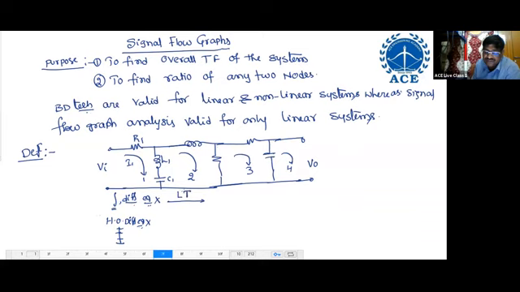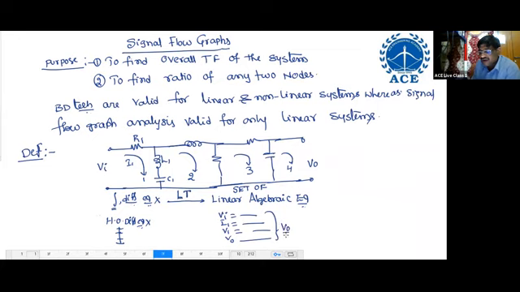integral differential equations. You apply Laplace transform. What is the advantage of Laplace transform? The integral differential equations are converted into linear algebraic equations. How many linear algebraic equations you will get? That depends on the system. You will get a set of linear algebraic equations like Vi equal to something, I1 equal to something, V1 like this.